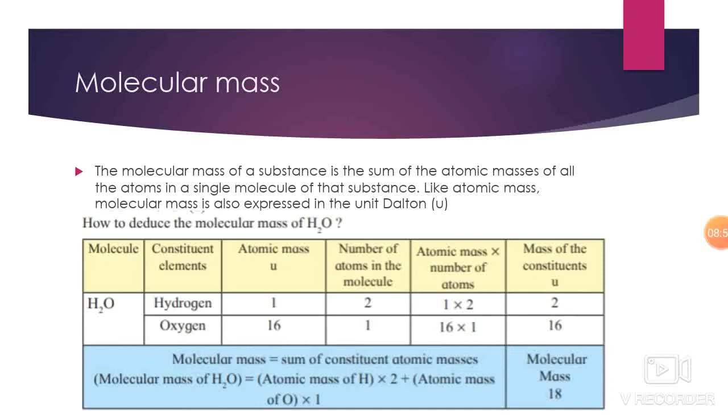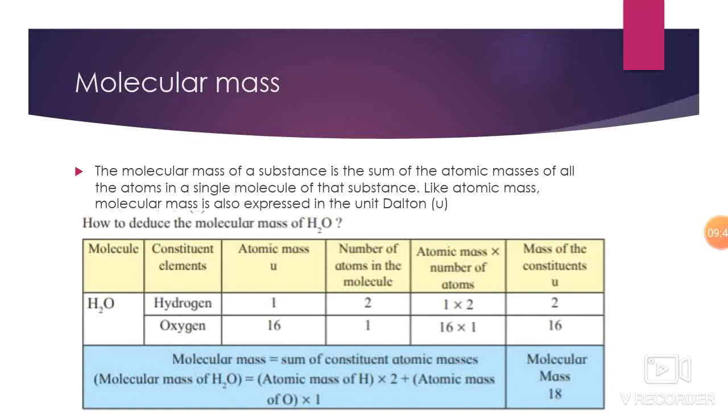Now, next is molecular mass. So, let's see what is molecular mass. You have learned about atomic mass. Now, molecular mass is a little bit similar, and atomic mass is considered in it. The molecular mass of a substance is the sum of the atomic masses of all the atoms in a single molecule of that substance. Like atomic mass, molecular mass is also expressed in the unit Dalton, u. So what is molecular mass?